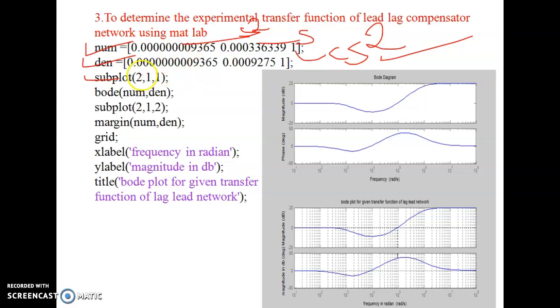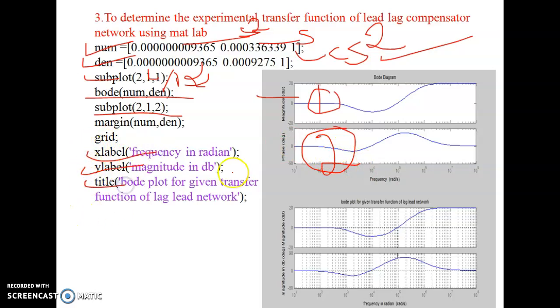So this is the column, this is the row. Okay. So which appears like this: subplot of 2 comma 1 comma 1, plot of num comma den, then again subplot of 2 comma 1 comma 2. So the second of two plots in the first column, graph number 2. 2 means this is the second plot. This is the first plot, magnitude versus frequency, and the phase angle plot, which is phase angle versus frequency. Then label the axis, X label, Y label, and title.